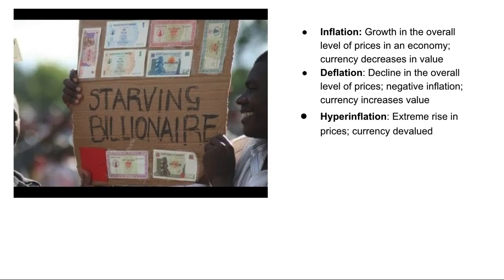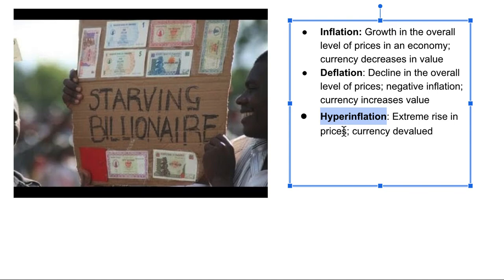So today we're going to talk about this idea of inflation, or when there's a growth in the overall level of prices, so prices are rising and money doesn't hold as much weight. And we can compare that to the opposite effect of deflation, where if there was a decline in prices, money had an even heavier weight. And so the most extreme form is hyperinflation. Why do we even care about learning about inflation? It can have extremely negative impacts on a society.